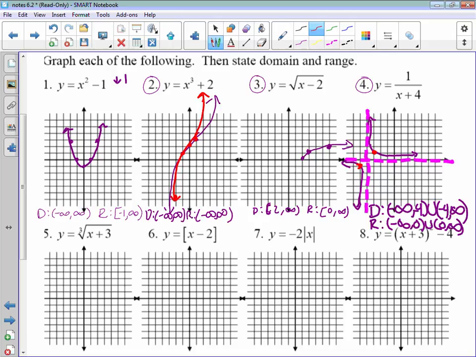So this point is included. That means the values have to be included in the domain and range. Here we skip over -4. That's what the asymptote is, so that's why we have breaks.